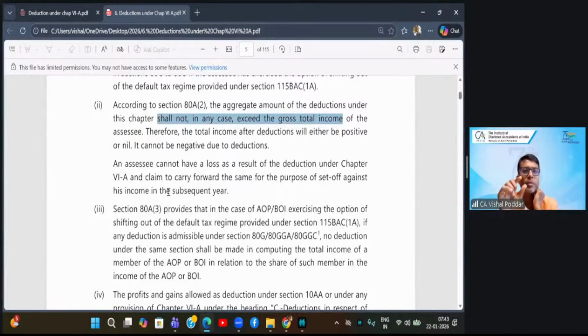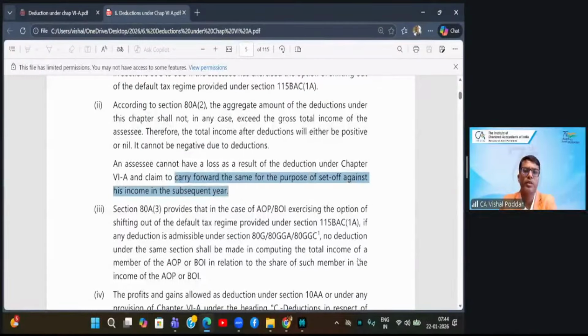Whereas your gross total income, as per my example, is how much? It is 18 lakhs. Now, what does this second condition say? If your gross total income is 18 lakhs, whereas the eligible deduction which satisfies all the conditions is 20 lakhs, you cannot deduct 20 lakhs from 18 lakhs. Your deduction will be restricted to 18 lakhs, which is the amount of gross total income. In other words, there cannot be negative deductions. In other words, you cannot carry forward these to set off in the next year.